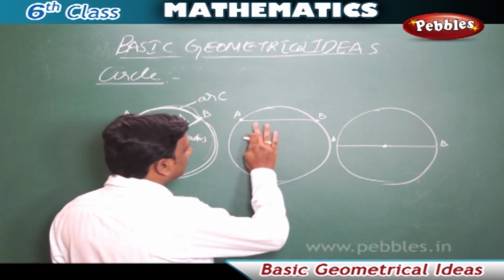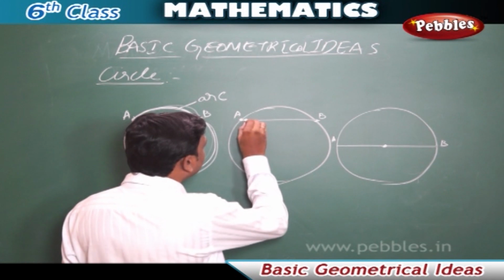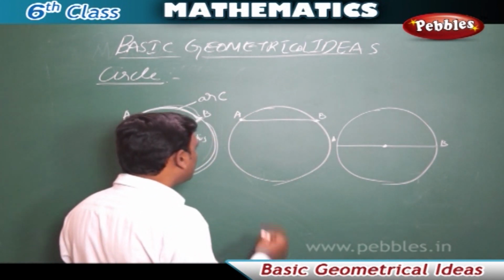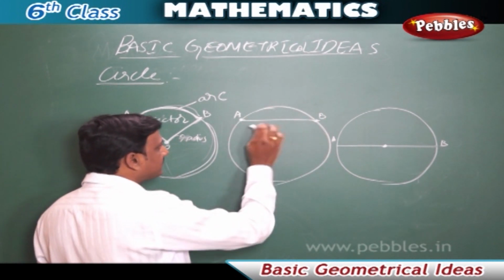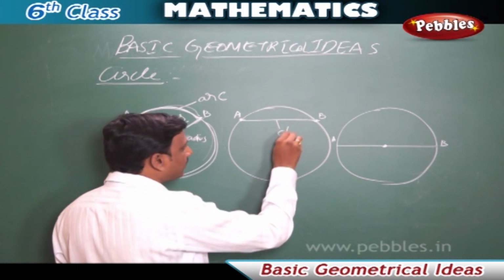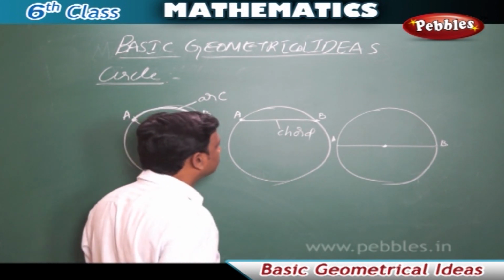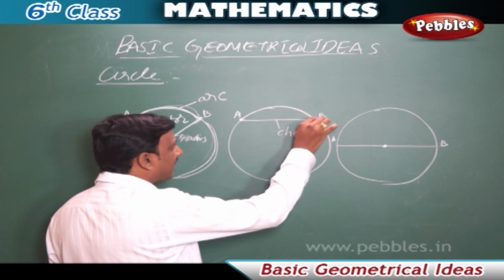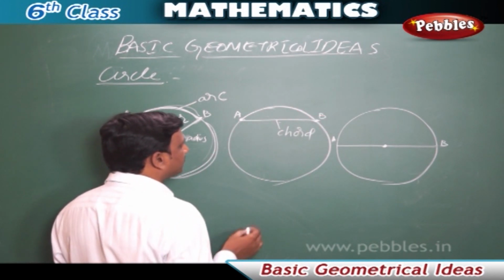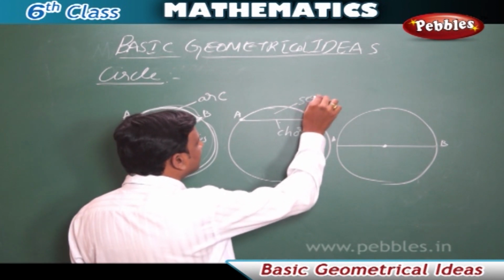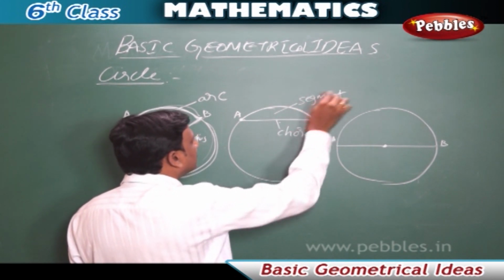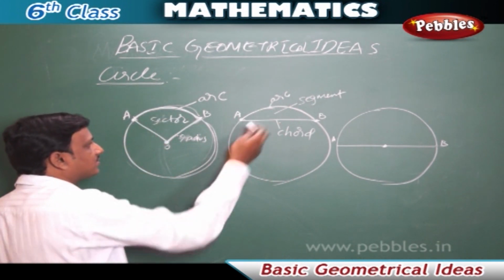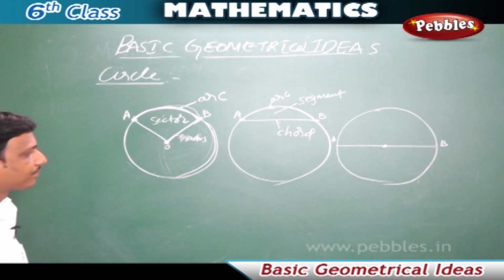Now let us come to another part. Here there is a line connecting 2 points on the circumference of a circle. So this is the circumference and 2 points it is connecting. This line is called a chord. Here this part of the circle is enclosed by an arc and a chord. This is called a segment. Here this is arc. So the area enclosed by an arc and chord is called a segment.